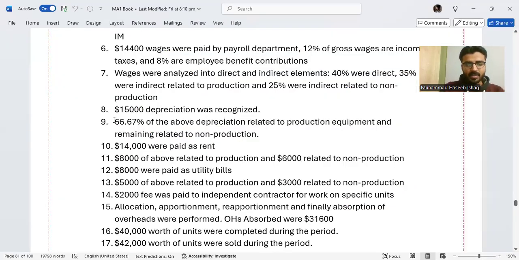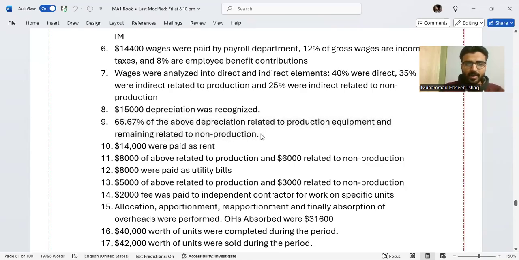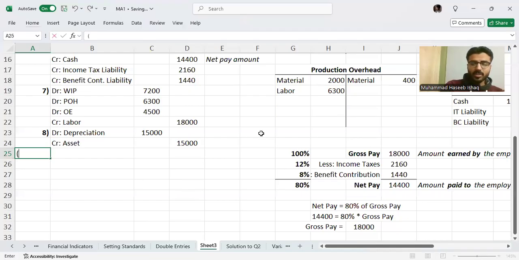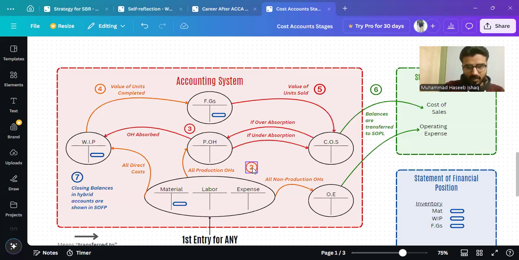And then for the ninth transaction, it is written as 66.67% of the above depreciation related to production equipment and remaining related to non-production. So it is saying that of the above depreciation that we recognized in the eighth transaction, which was inputted into the system, 66.67% was related to production and the remaining related to non-production, meaning the remaining 33.33%. So this transaction is related to stage two, right? I think I should mark it here also. So this is related to stage two.